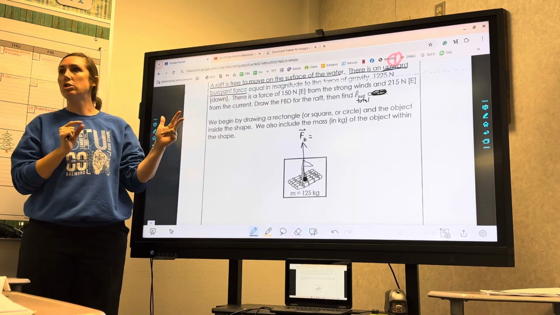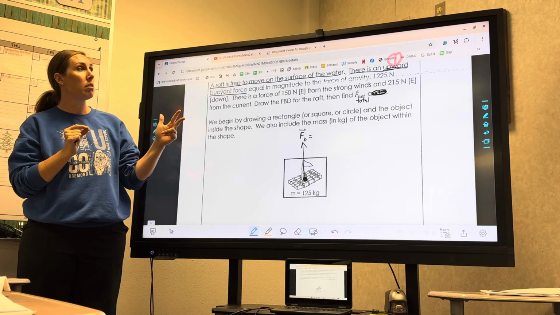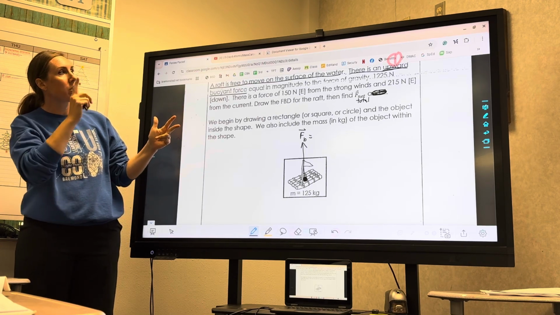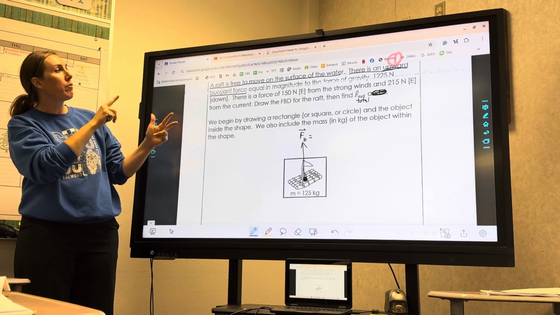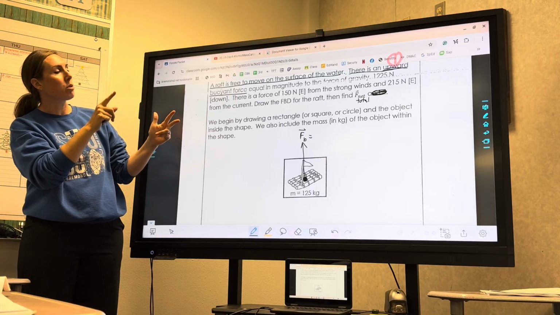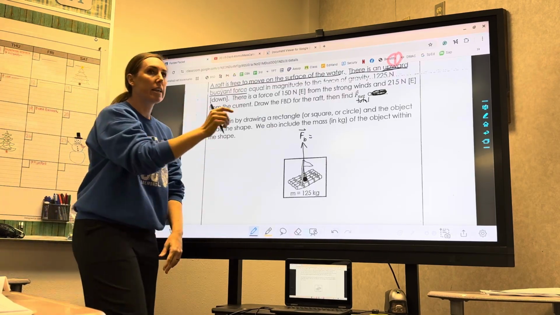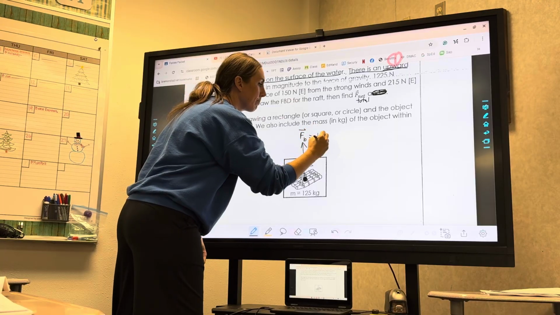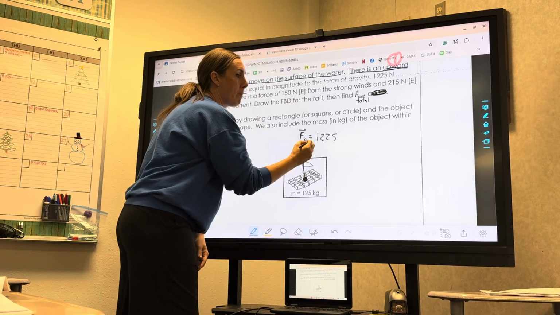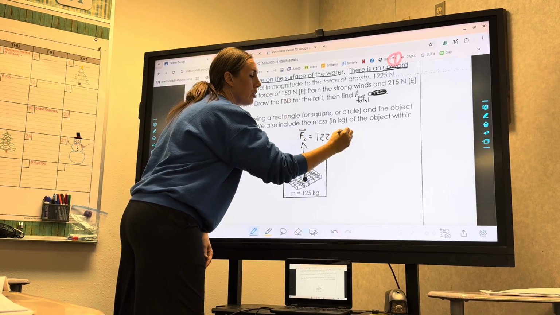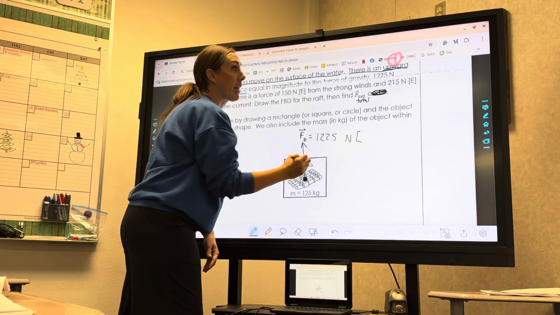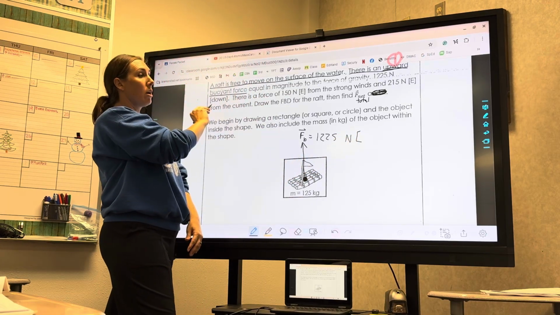What is the magnitude or the number for the buoyant force? There is an upward buoyant force equal in magnitude to the force of gravity, 1,225 newtons downward. Say it again. 1,225. Good. Magnitude, units, bracket direction, upward.